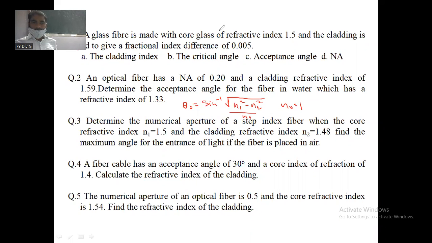So here you can use the formula theta 0 is equal to sine inverse into square root of n1 square minus n2 square. So we have n1, that is the refractive index of the core region, 1.5. n2, refractive index of the cladding region, 1.48. एवढ्याच व्हॅल्यू पुटअप करा, सिंपल आहे.